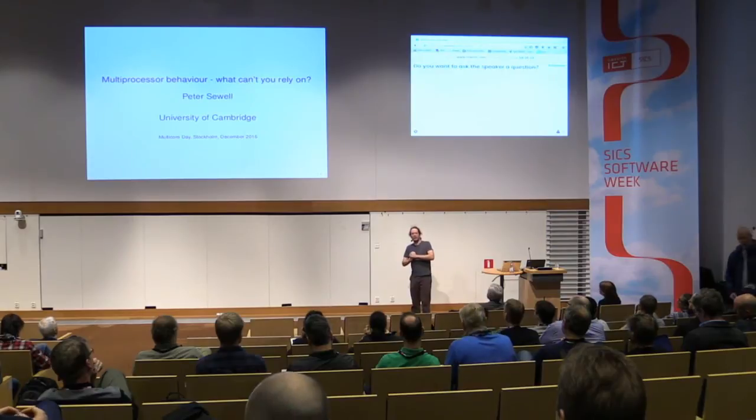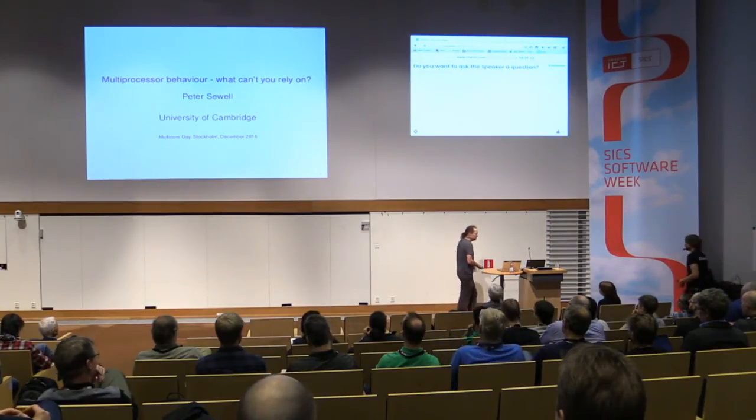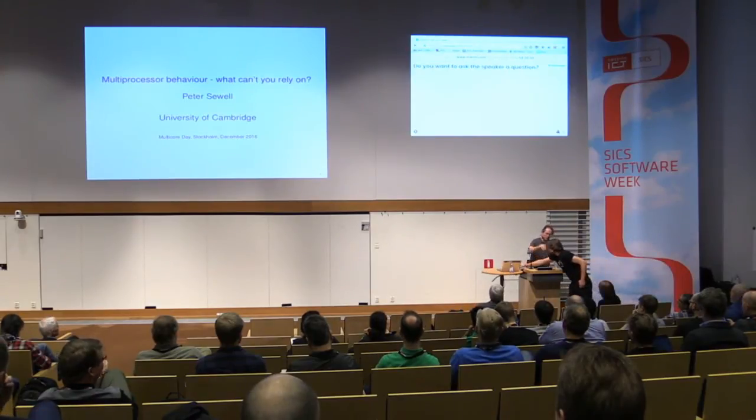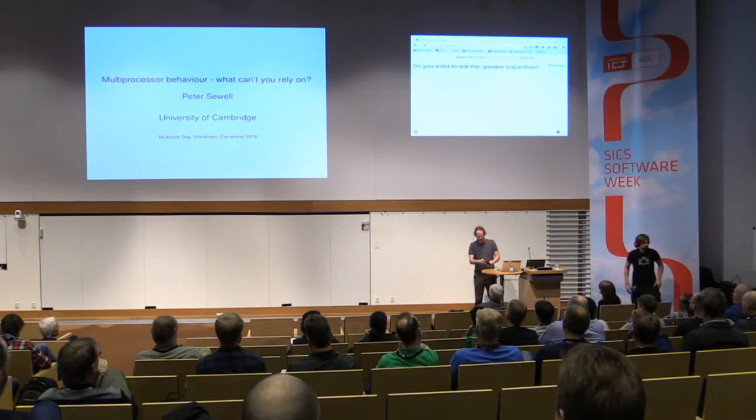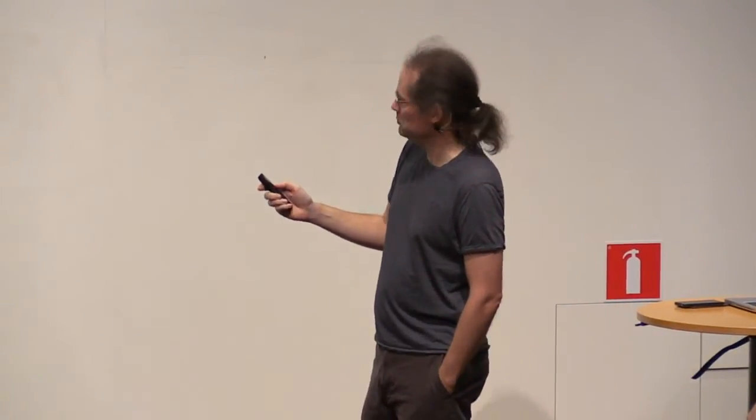Multiprocessor behaviour, what can't you rely on? This is my title. If you take a typical multi-core system, like this phone here, you might think of it, we might draw a picture of the stack of the hardware and the software in the system.